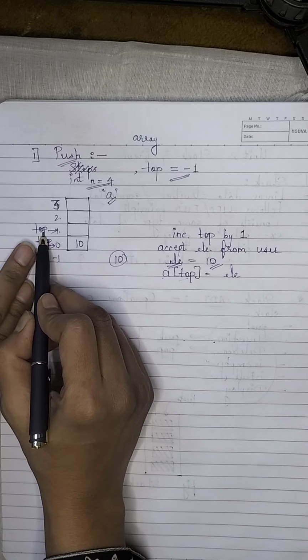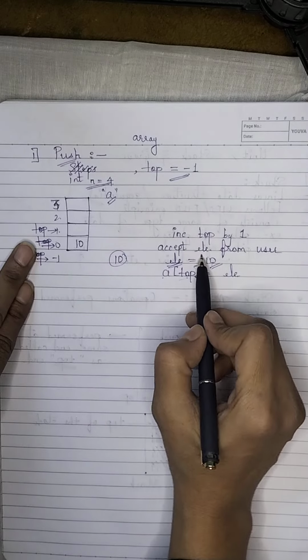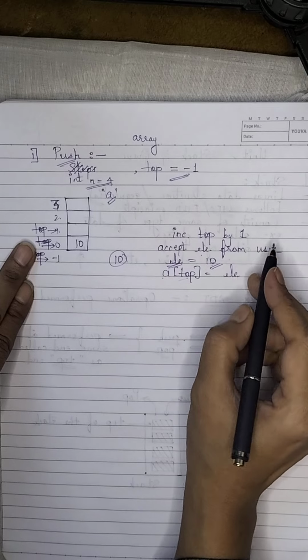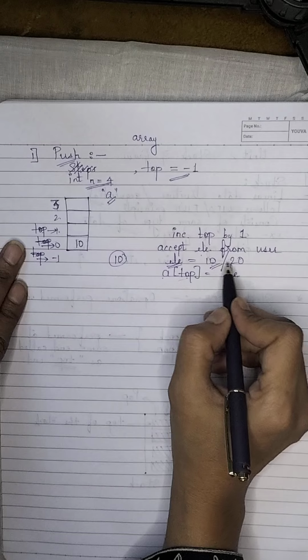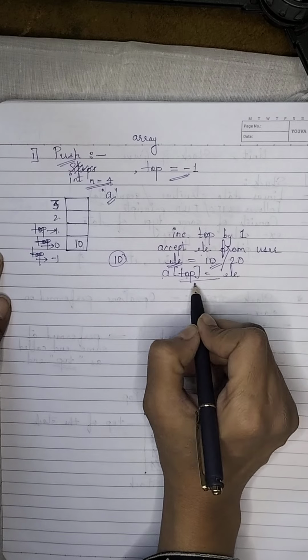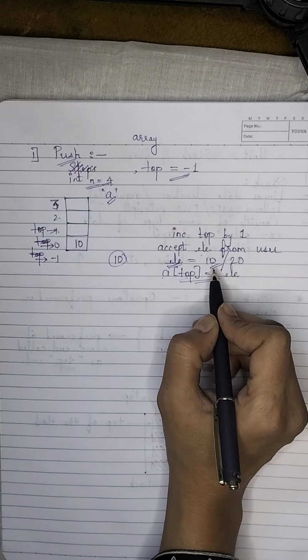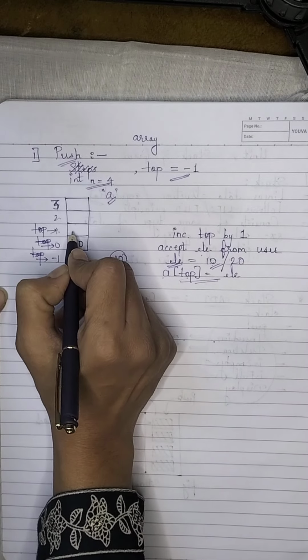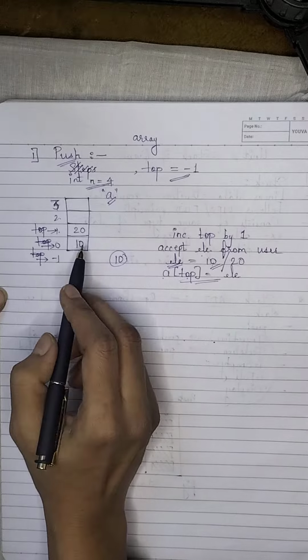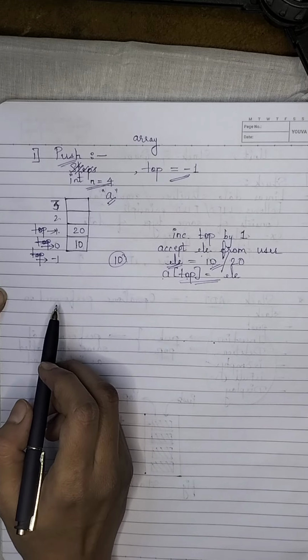Top is now pointing to the first position, right? What is the further step? Accept element from user. Now let this time the element be 20. And because of this particular statement, now 20 gets assigned to the position where top is pointing. Top is pointing to the first position, so 20 will be assigned or inserted on the first position.